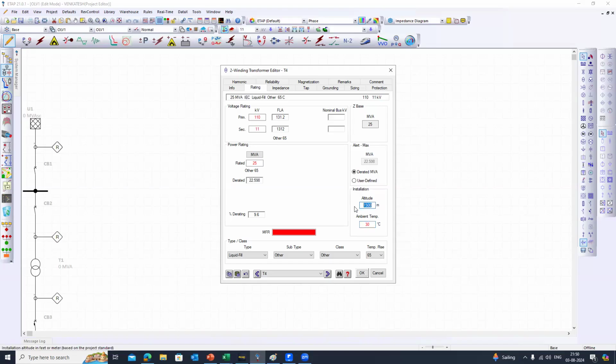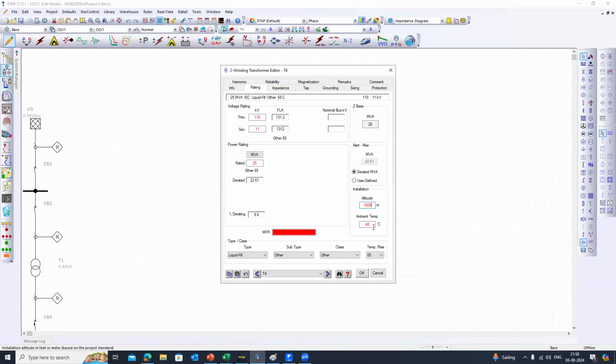Next one, let me keep this at 1000 meters. I'm coming to the ambient temperature. Suppose you are using the transformer at an ambient temperature of 30 degrees. There will be no derating. But if instead of 30 degrees ambient I use it at 40 degrees ambient temperature, then you see the transformer will be derated to 22.61 MVA. That's why, while manufacturing the transformer, you should keep in mind the ambient temperature of the location at which the transformer will be used. That is most important.